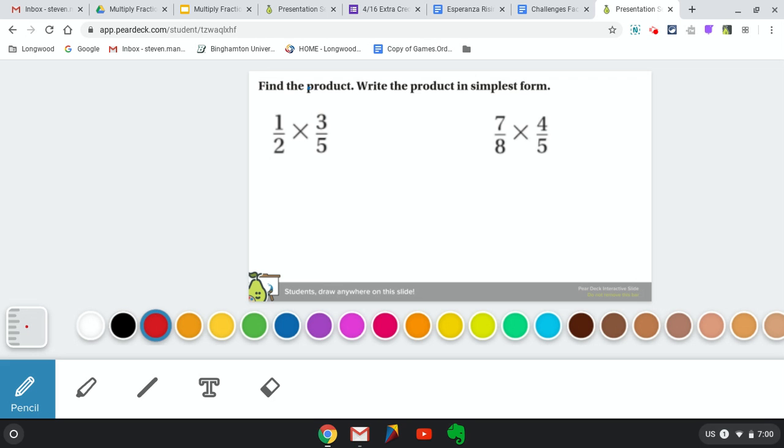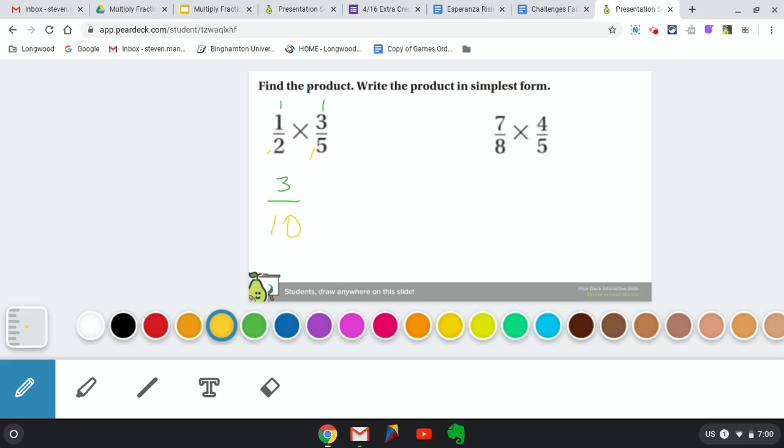So we have to just multiply our numerators. So 1 times 3 to get a new numerator. And then we have to multiply our denominators. 2 times 5 is 10. And most of the time when we do that, our answer will be in simplest form. So if we cannot cross cancel, most of the time your answer will be in simplest form.